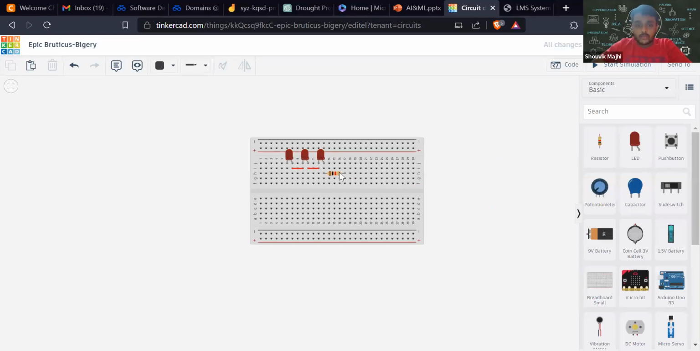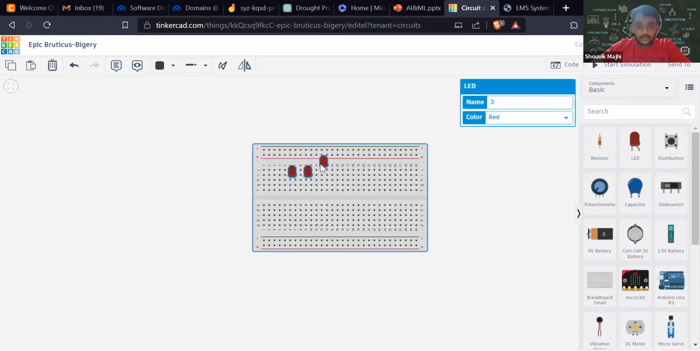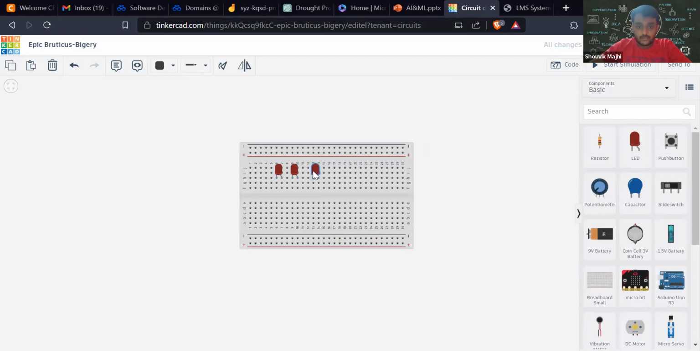Next, let us move on to the parallel connection of the LEDs. This is my 3 LEDs. So let us take 3 resistors to protect our LEDs. Okay, there are 3 resistors.